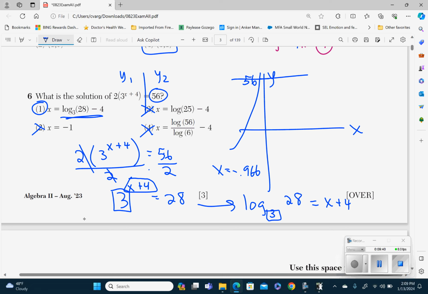To get the x by itself, I'm going to subtract 4. So minus 4. And so this cancels out. And so if you take a look at this right here, isn't that exactly answer choice number 1?